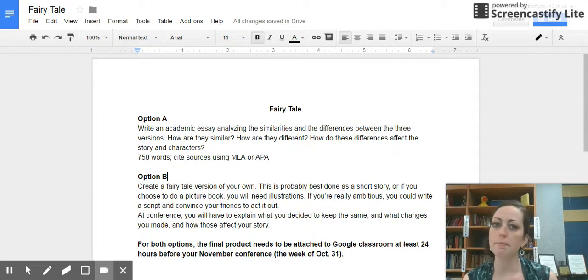I don't want a basic level, here's the differences and here's what's the same. I want you to go the step further and tell me, how does that actually affect anything in the story? How does that make it different, or the characters change, or what happens next is affected by this? I'm looking for 750 words, which is close to 3 pages, double spaced.